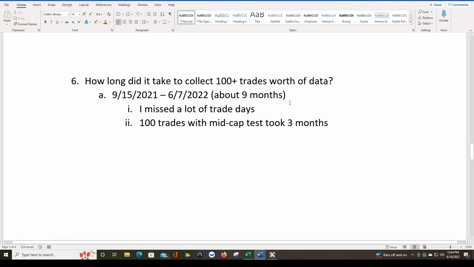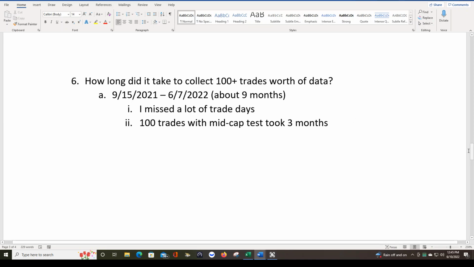It took about 9 months, but I missed a lot of trade days. There was a lot of time that I had to take off. And just by comparison, when we did this very similar test with mid caps, it only took us 3 months to collect that data. I'll say that trading plan, the criteria was probably not quite as strict, so that has something to do with it as well. But probably somewhere in between these two lengths of time would be where you would be able to collect 100 trades worth of data if you were trading every single day.